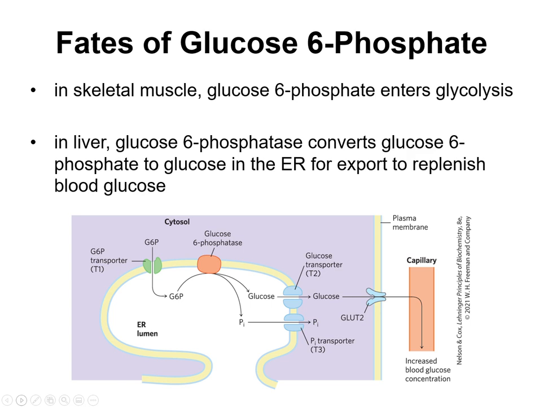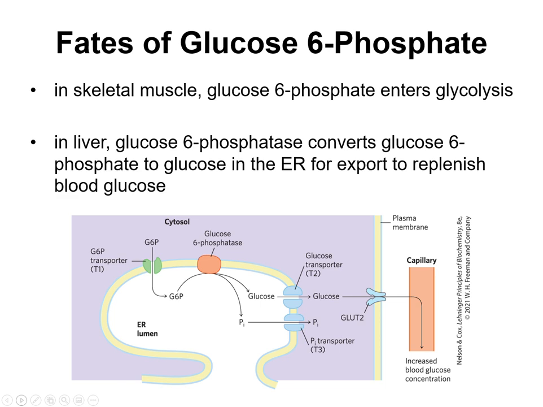So with glucose 6-phosphate, there are different things that can happen, right? We talked about the pentose phosphate pathway in chapter 14. There's also glycolysis. In the skeletal muscle, glucose 6-phosphate enters glycolysis. In the liver, there are some different options. So there's glucose 6-phosphatase, which can take that glucose 6-phosphate and chop off the phosphate to make just plain old glucose that can then be exported to the blood to replenish your blood glucose.